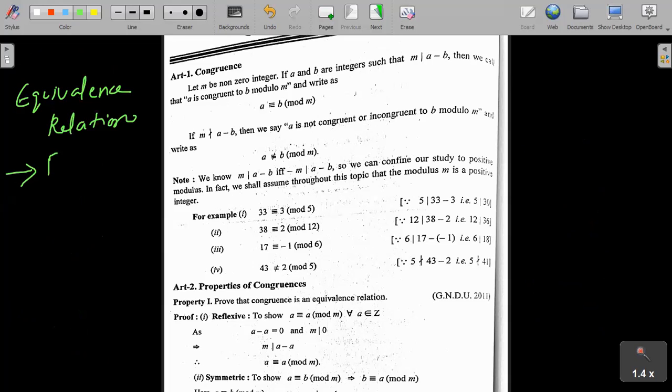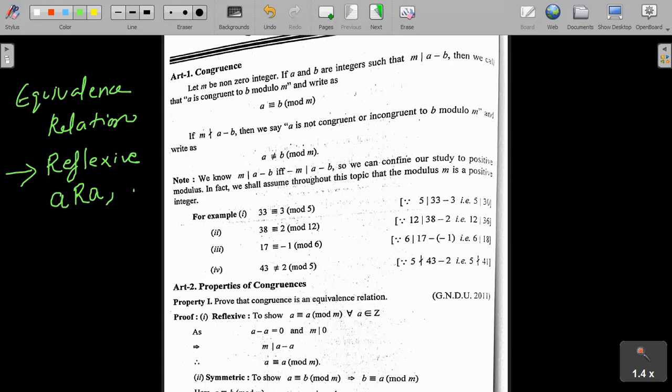So first property is that this relation is reflexive. When I'm saying reflexive, reflection का मतलब क्या होता है? Image. Reflection means image, right? So basically every A should be related to A.